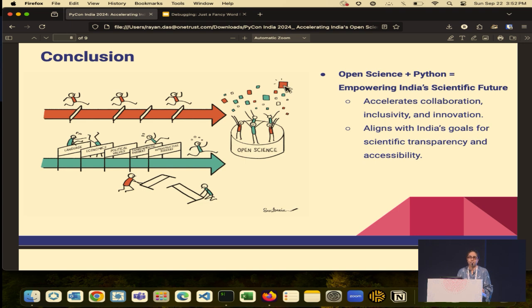So the key takeaway that I want you all to take from here is that open science, along with the support from open communities like Python, is what will empower India's scientific progress.